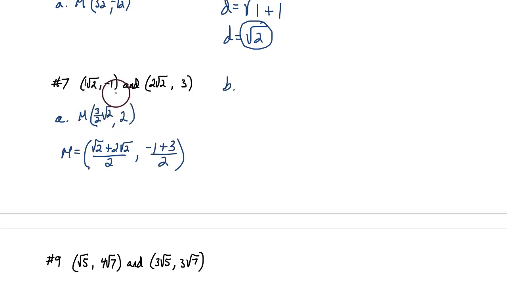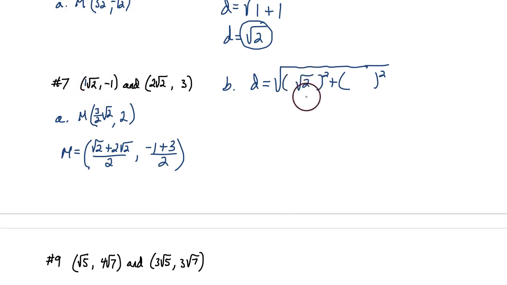Now question B, what's the distance between these two dots? So distance equals square root. In the square root, we're going to subtract our x's and square it, and then we're going to subtract our y values and square it. So let's subtract our x's. 2 square root of 2 take away 1 square root of 2 makes square root of 2. Now let's work with the y coordinates. A 3 take away a -1 makes 4.